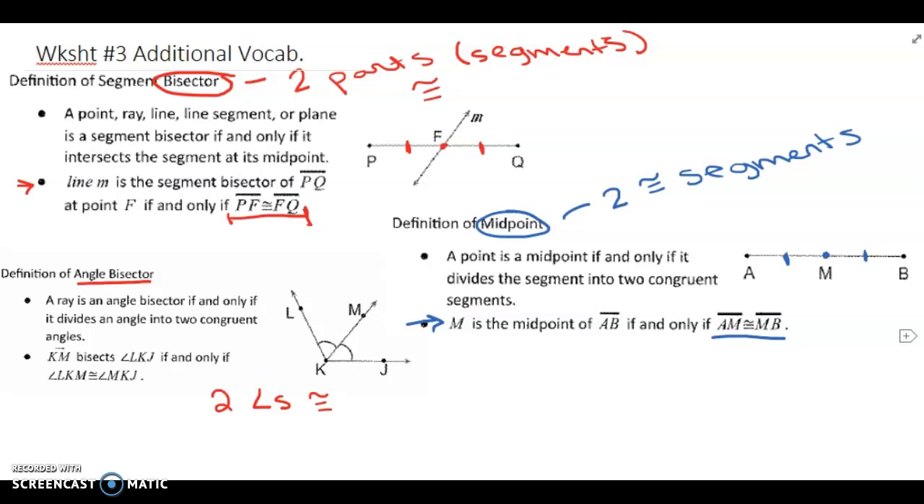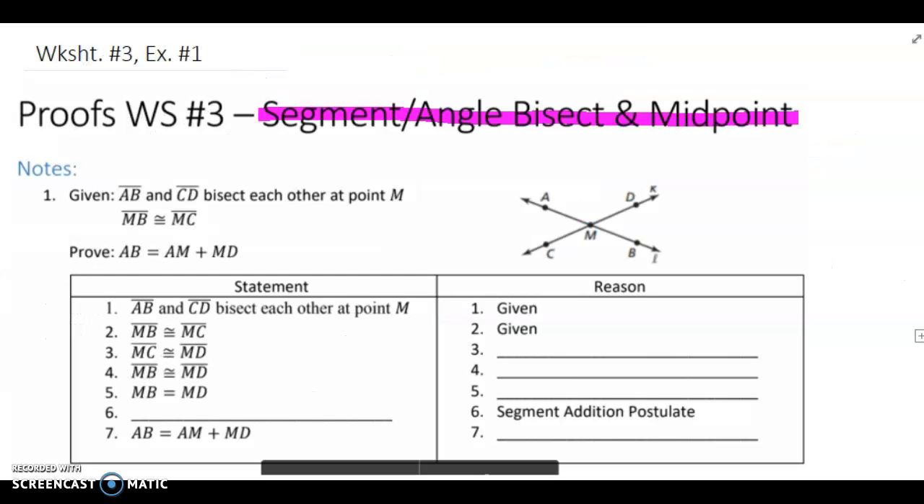All right, let's go back and do some examples together. So we're still going to continue to use all the things we've used up until now. Now we're just adding in the angle bisect, segment bisect, and midpoint. All right, so let's look at, under the notes, let's look at number 1.